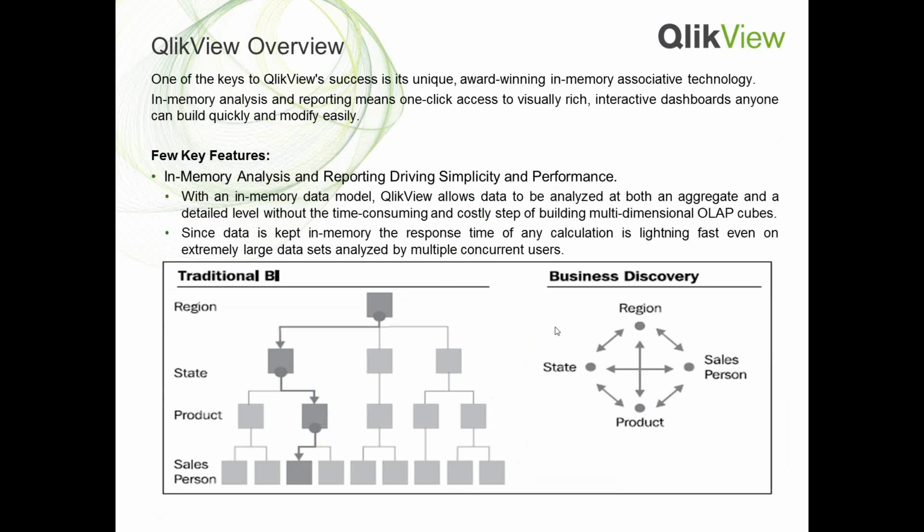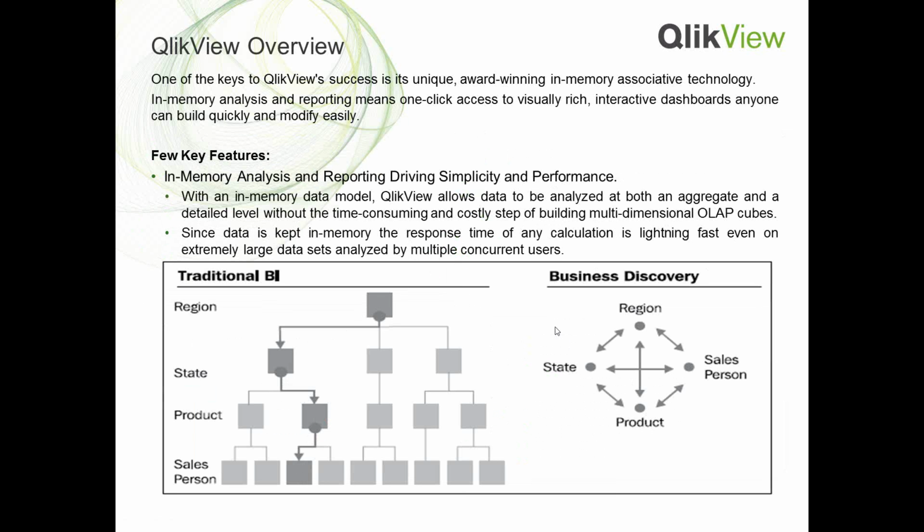Any confusion so far? So basically we follow the highlighted path here from region to state to product to salesperson. To reach a salesperson we have to follow this particular path. Correct? This is how a traditional data model or a relational model functions, and that is the basis of most of the BI tools, or most of the OLAP cubes that we build in different BI tools.